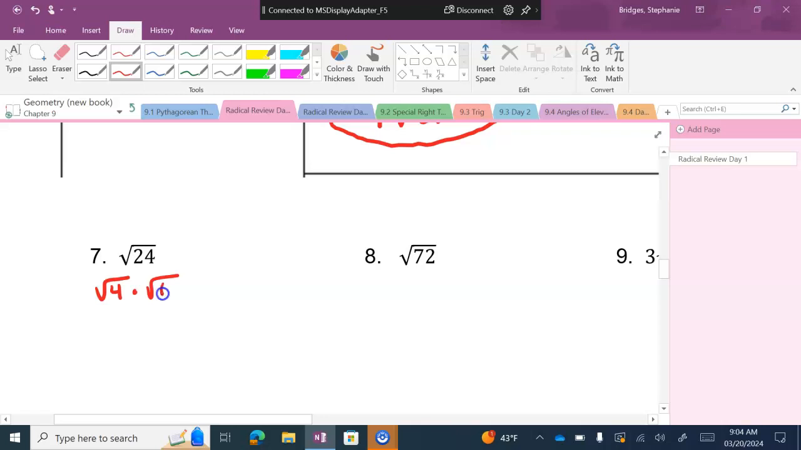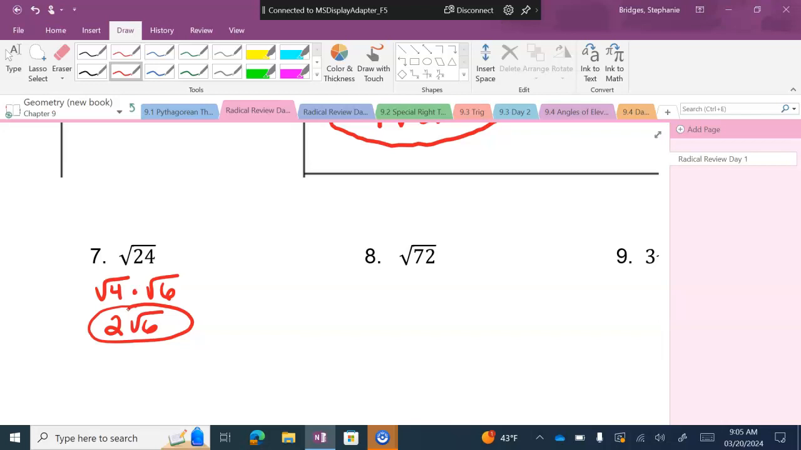Okay, then we're going to simplify the perfect square. What is the square root of 4? Okay. My leftover, the non-perfect square, stays under the radical. So we get 2 square roots of 6. So where's that going?